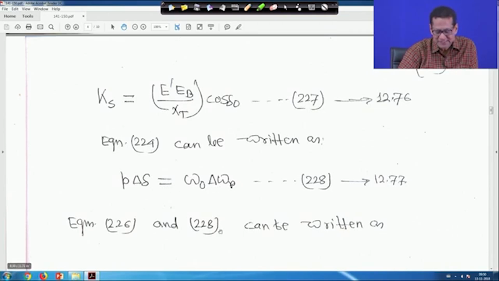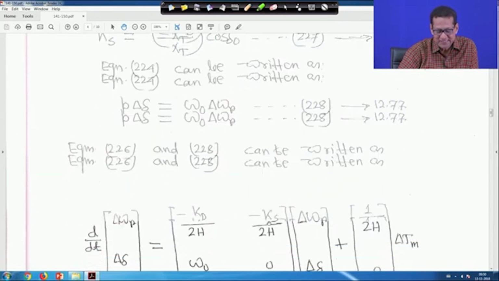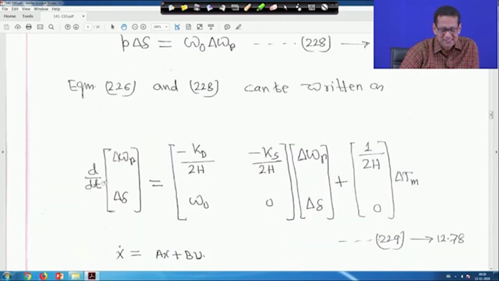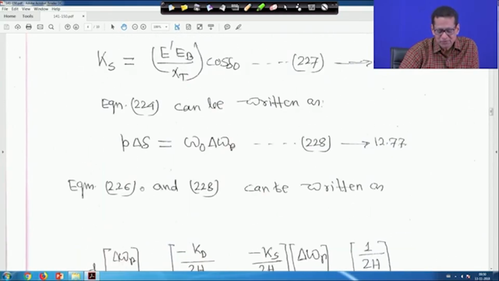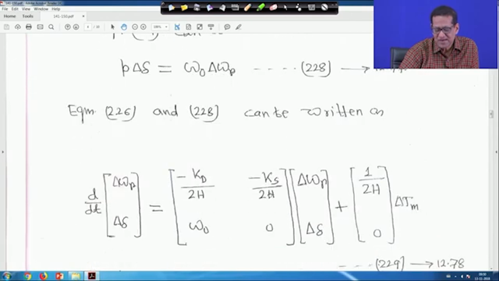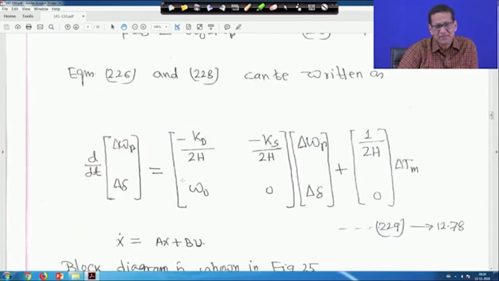Therefore, equations 226 and 228 can be written in state variable form. That is, P is nothing but d/dt, so P delta omega r means delta omega r dot, and P delta means delta dot. You put equations 226 and 228 in matrix form, and it becomes the state variable form. It is a 2 by 2 matrix now, but slowly the dimension of the matrix will grow as we consider other things.